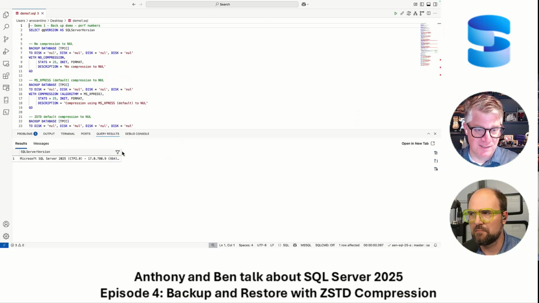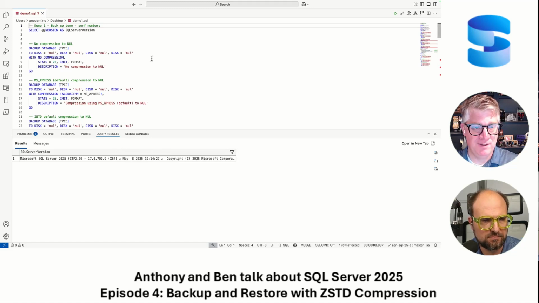So here we can see I am on CTP 2.0 and I have a moderately sized database because we're going to run a bunch of backups. And whilst I do like to make things go fast, we're going to run a backup of a database that's not exactly that big in size, but just enough size to show the impact of this new backup compression algorithm.